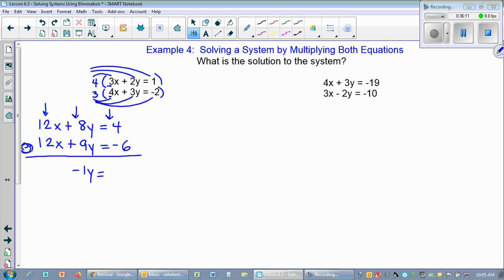4 minus minus, remember, the minus minus is a positive. So 4 plus 6 is 10. We need to divide each side by negative 1 because we want to get our coefficient to be a positive 1y. And 10 divided by negative 1 is a negative 10. We will now substitute negative 10 for the y value into the first equation to find the x value.